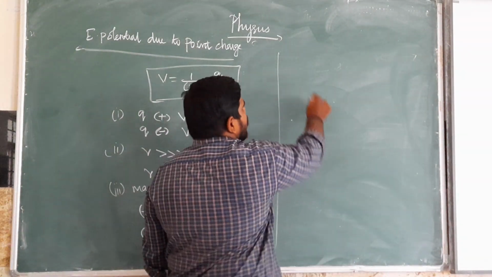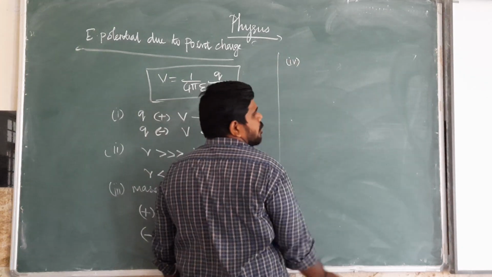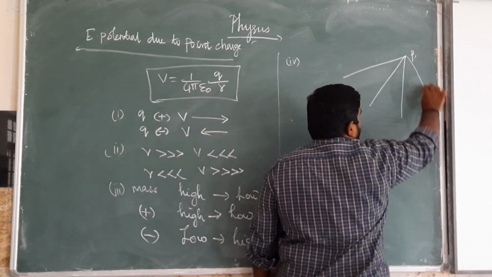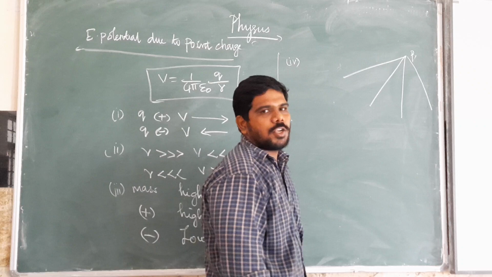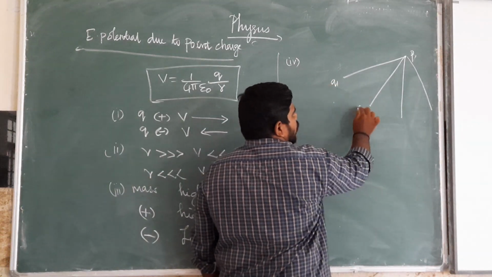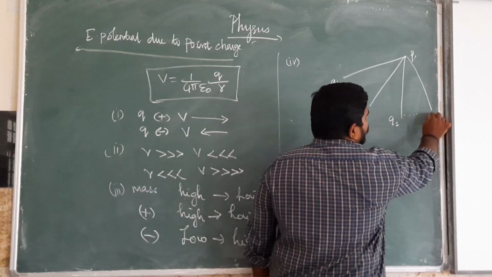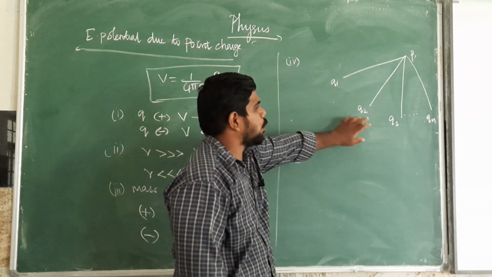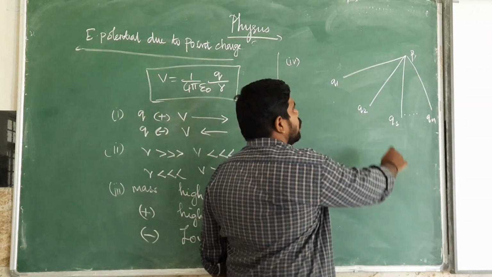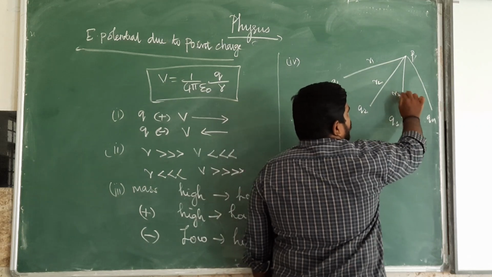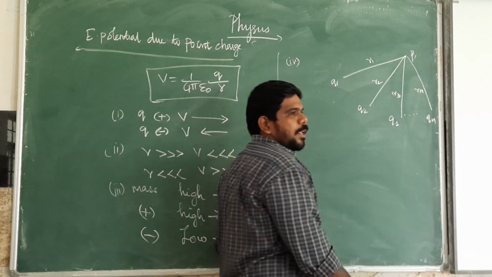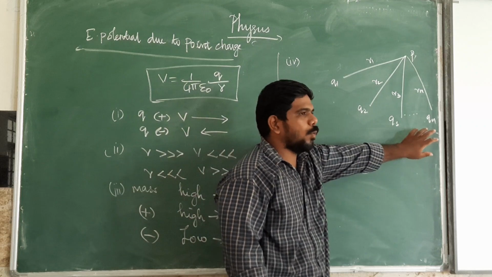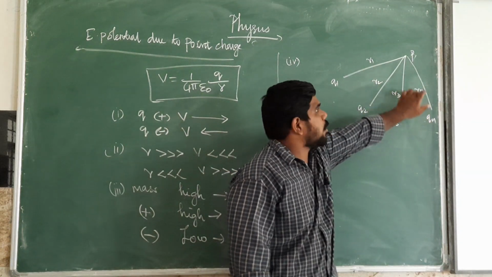So this one, we take the last point. Consider a system of charges at the point P. Considering charges Q1, Q2, Q3 up to Qn at distances R1, R2, R3 up to Rn from the point P.